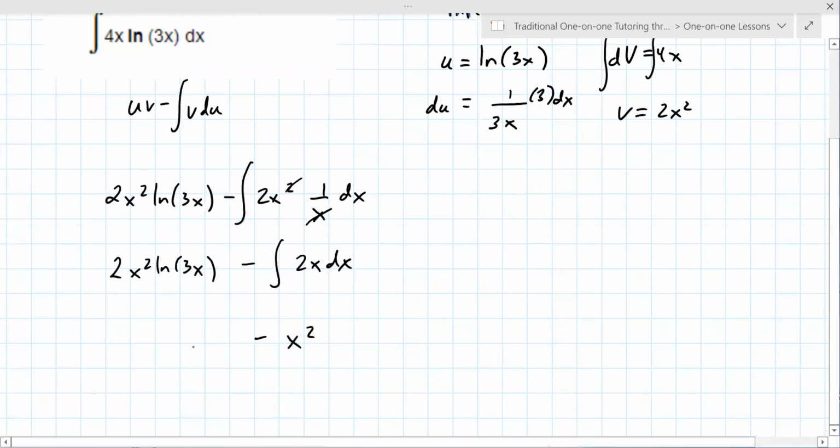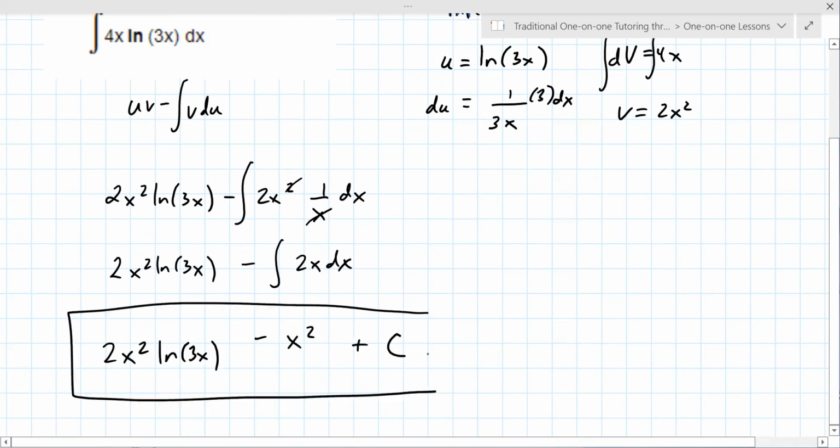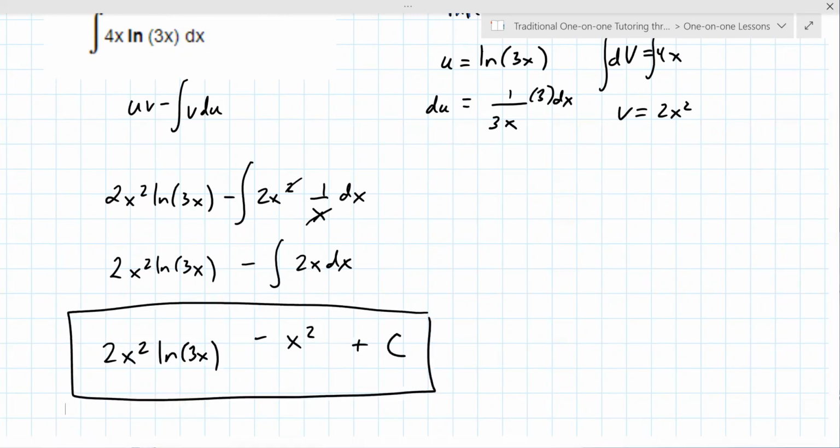x squared when you integrate that. So minus 2x squared natural log 3x plus c. So this is your final answer here for this one. And that's what I was referring to, whether there's sort of a huge learning curve here for these. Now, let me go ahead and just calculate this with a calculator just to confirm the result.